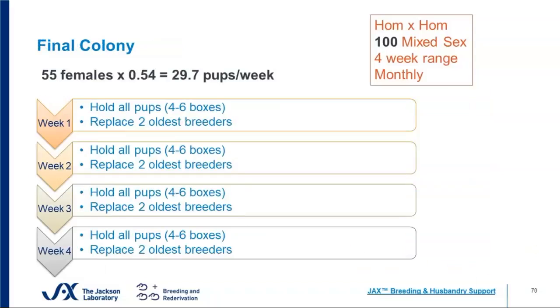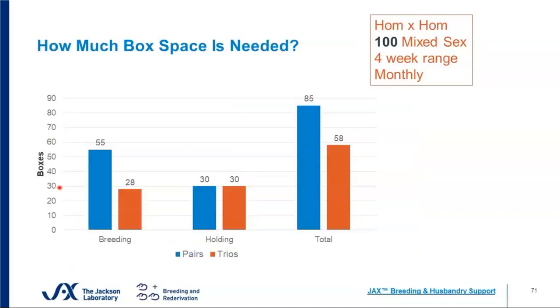So the way this colony then would look is 55 females times our wean per female per week. That would produce about 29.7 pups per week. Basically, every week we're holding all of the pups, and then every week we're replacing 2 of our oldest breeders. And again, we can see how large that colony would be. 85 total boxes if we're breeding in pairs, 58 if we're breeding in trios.